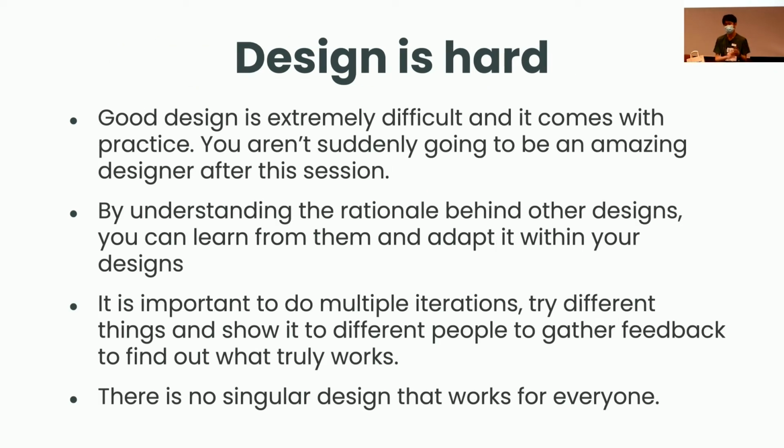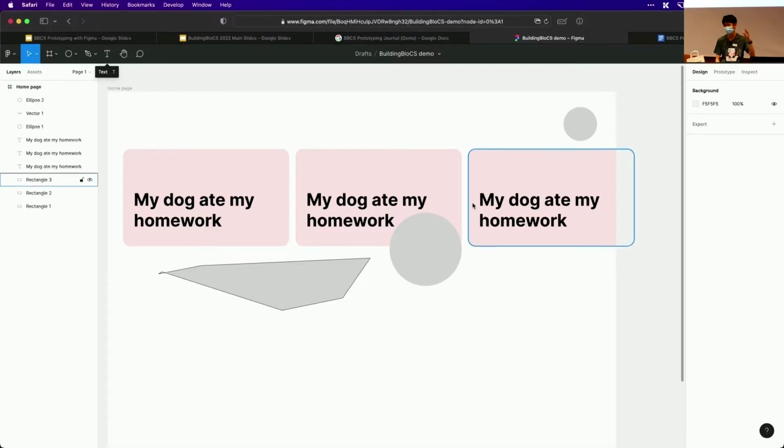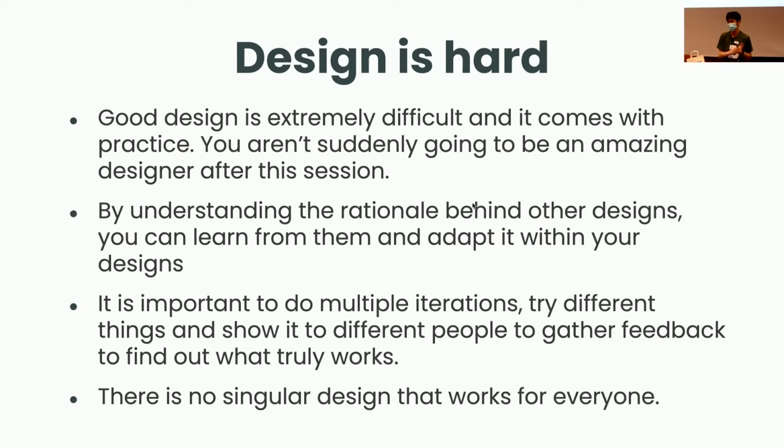So design is also like not super easy. You can't just create a great design. I mean, this Figma prototype is obviously amazing, but you can't just make a great design in like 2 hours or something. And you're not going to just be an amazing designer immediately after this session. But by understanding the rationale behind other designs, you can actually learn from them and adapt them within your design. So it is important to do a whole bunch of iterations and show it to different people to get feedback and see what people want. But there is no singular design that works for everyone. You'll get a bunch of people who would still complain about your design even though it is like good enough. But you have to check for feedback from a bunch of users.